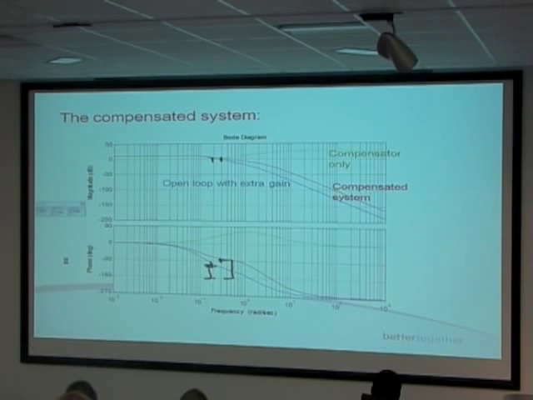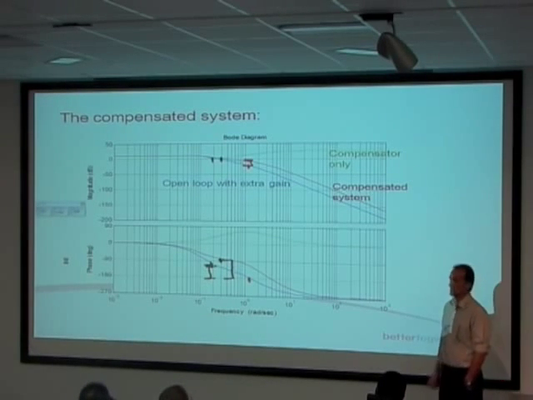Well, identify when the phase shift is minus 180, and in the original system, it's about there. At that frequency, there's the original gain, and there's the original gain margin, which is not enormous.